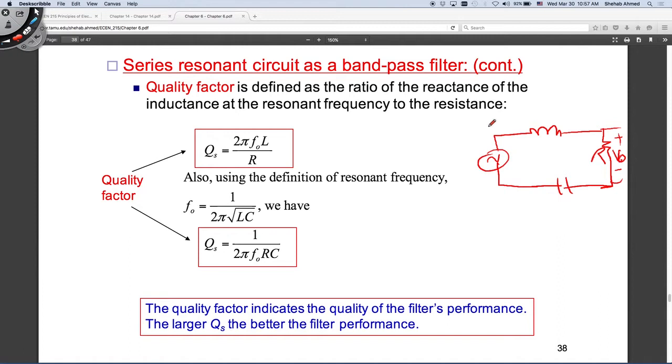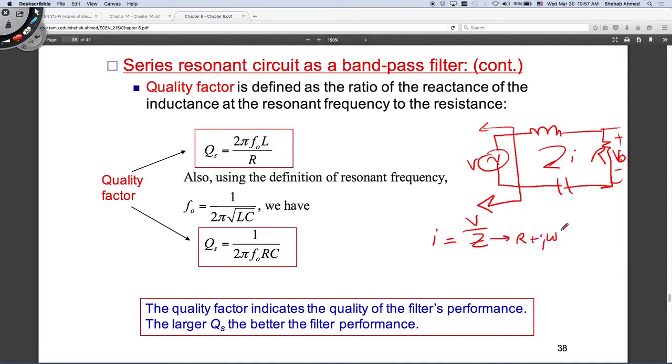So this is my source. It can have many frequencies, right? So that can be a combination of frequencies, or it can be a single frequency, right? Assuming for simplicity it's a single frequency, which is my resonant frequency. What happens at the resonance frequency? The current is going to equal the voltage divided by my impedance. The impedance is equal to what?